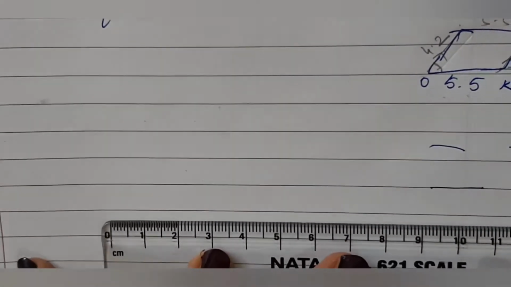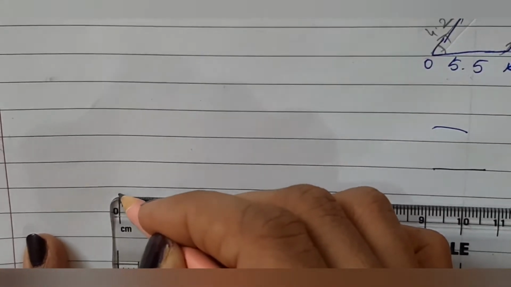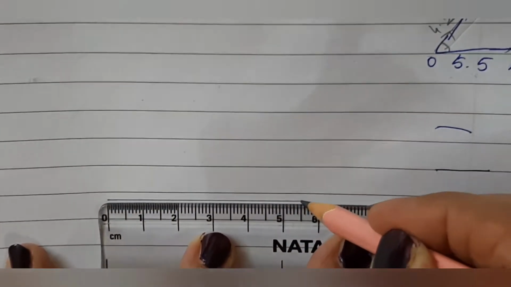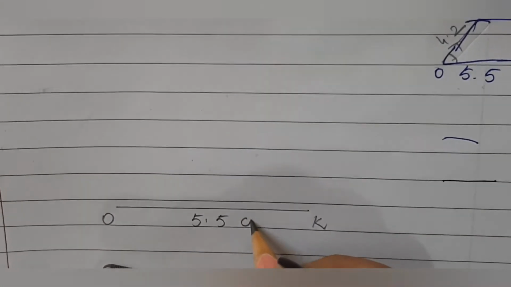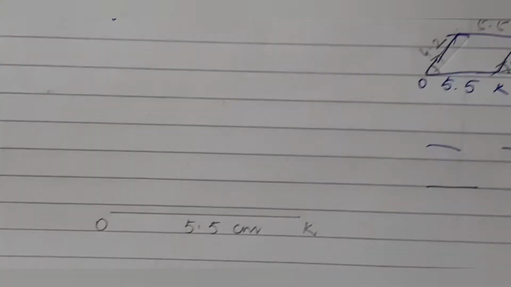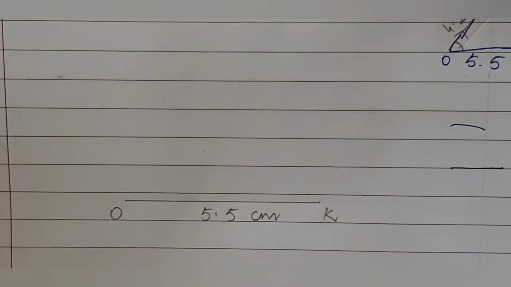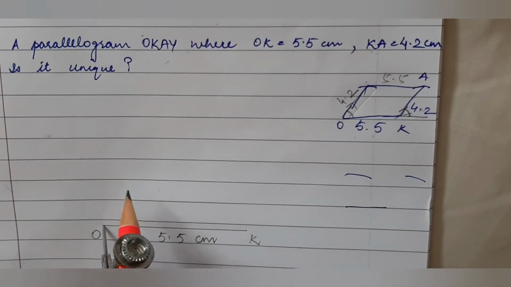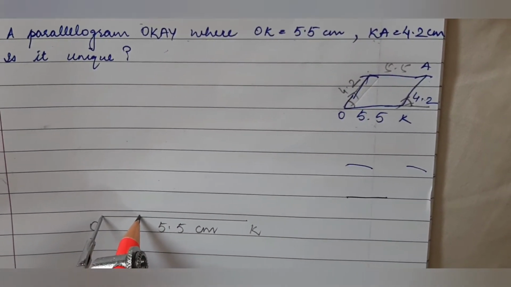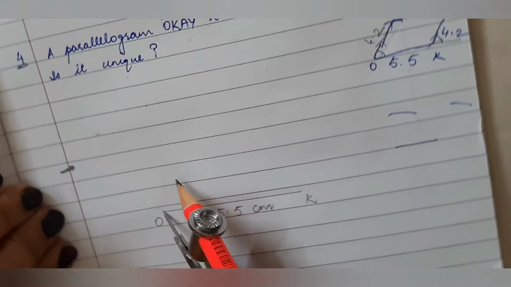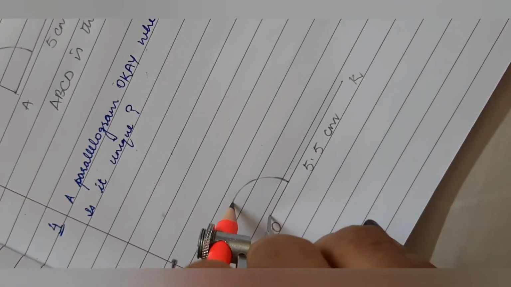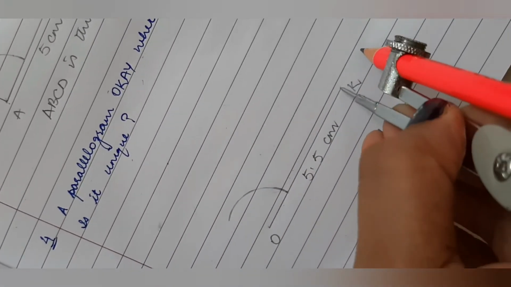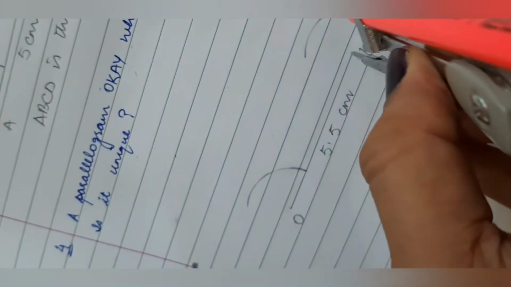Now let's begin. Draw a line segment of 5.5 centimeters. So this is O and this is K, which is equal to 5.5 centimeters. Now I will construct an angle of any measurement. Now we will construct corresponding angles. We know that corresponding angles are always equal. Now I will construct two equal corresponding angles. Draw first arc, draw second arc from here, because we want corresponding angles to be equal.